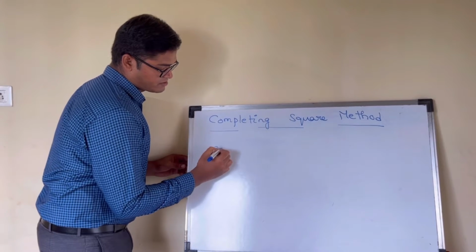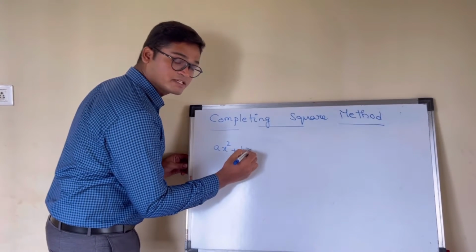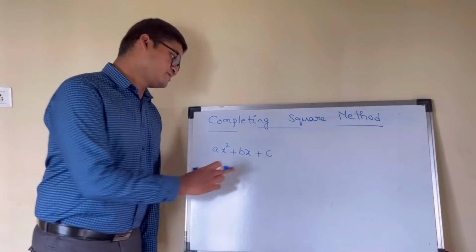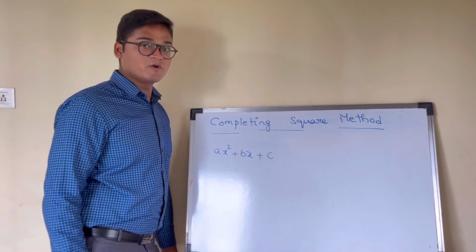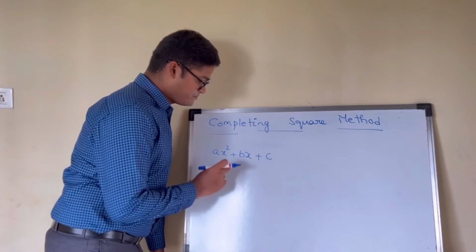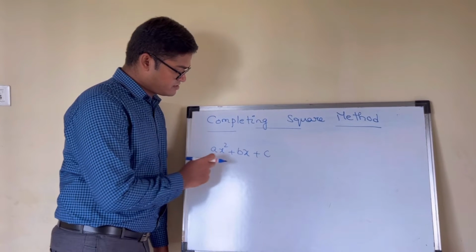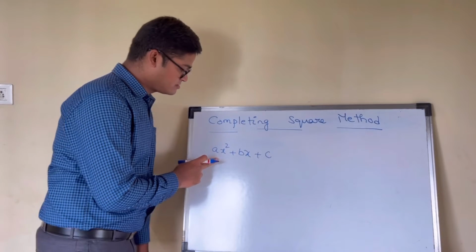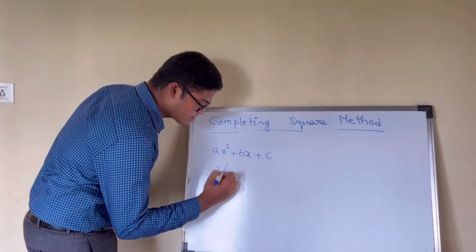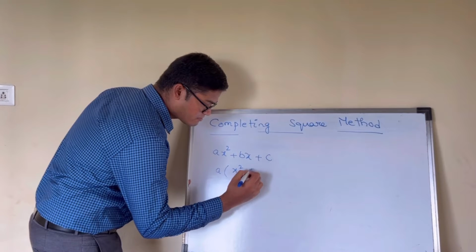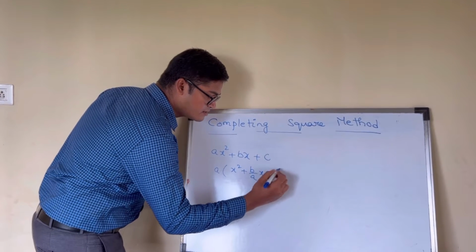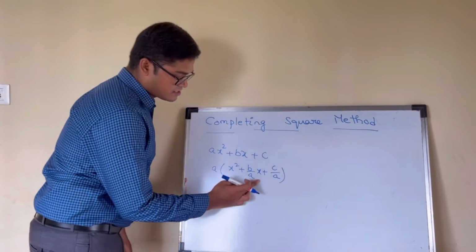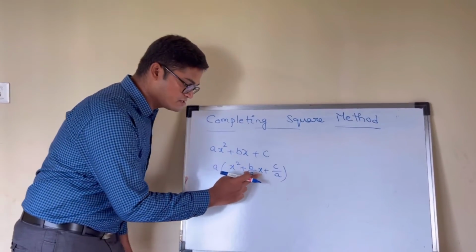So let's take a quadratic expression, ax square plus bx plus c. Here we're going to bring this expression into the (a plus b) whole square format. First, I'm going to make the coefficient of x square as 1 by taking a common. So let's do that. If I take a common, we get x square plus b by a x plus c by a.